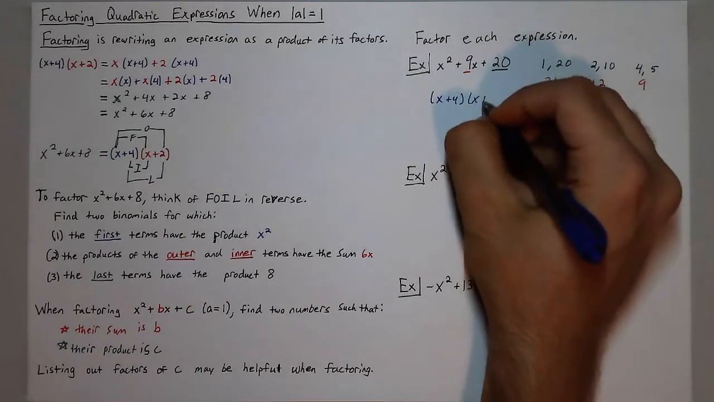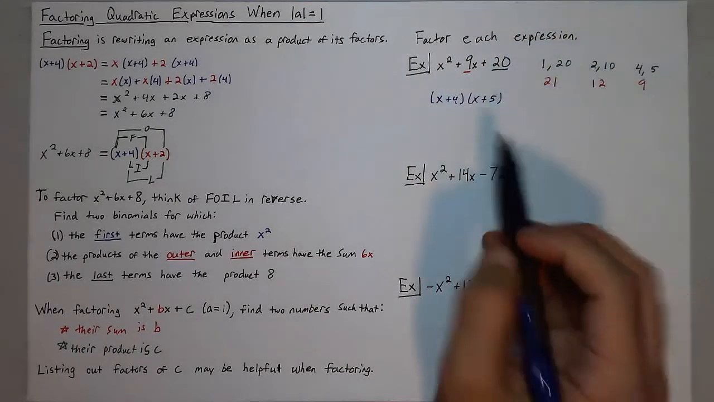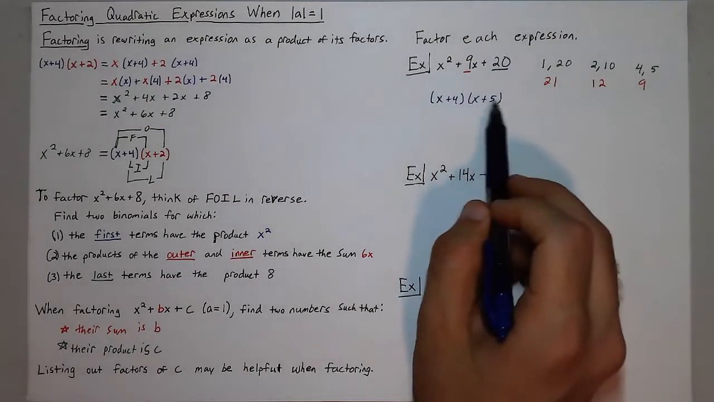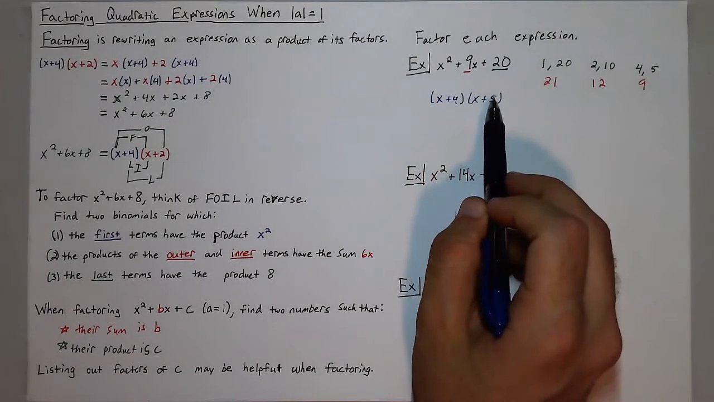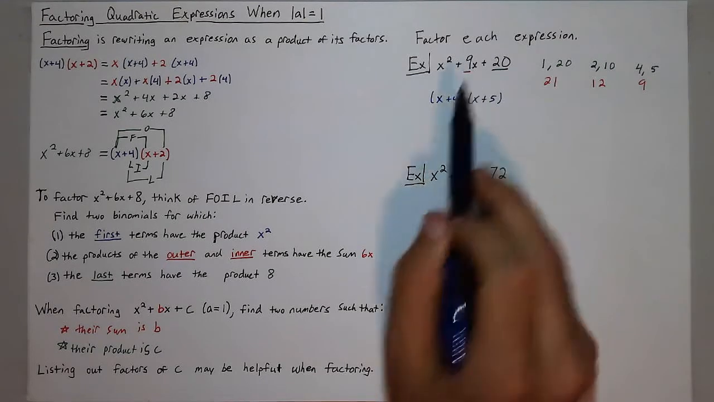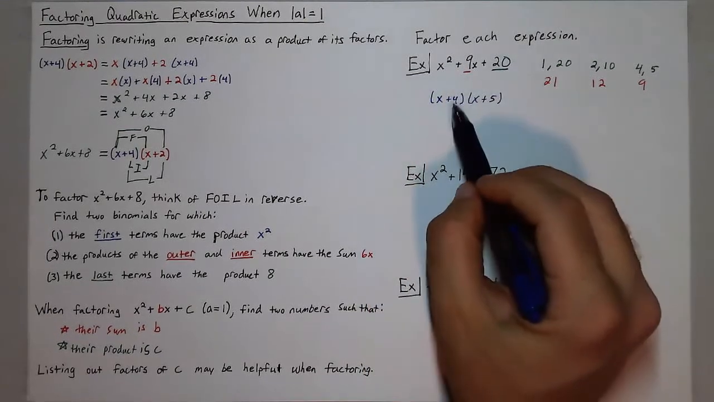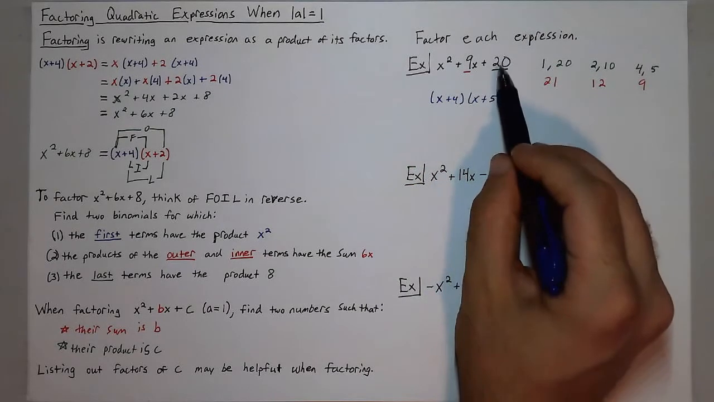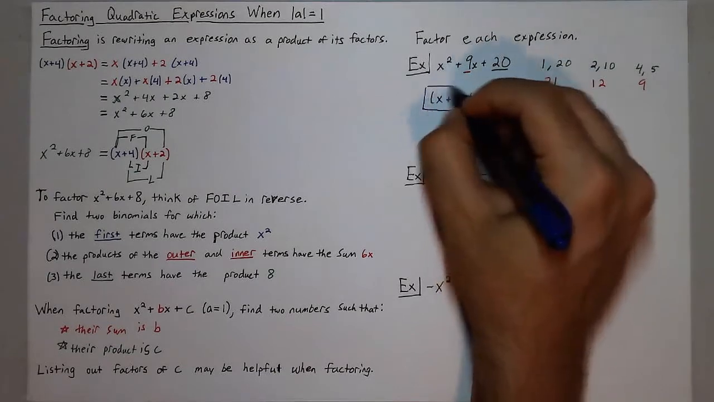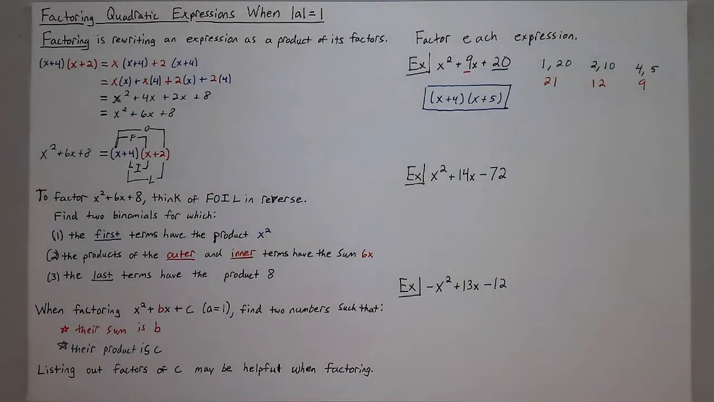And if I were to check this, the first terms give me x times x, x squared. Outer is x times 5, which is 5x. Inner is 4x, so 5x plus 4x is 9x. And then 4 times 5, my last term, gives me 20. So it does, in fact, work. Checking your answer at the end can help you factor better in the future.